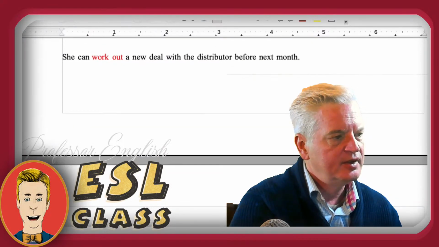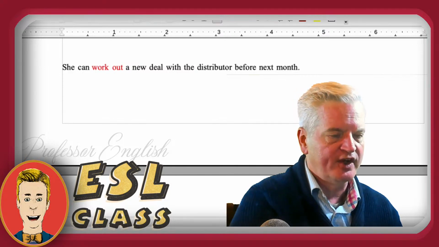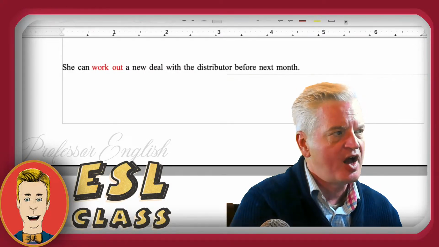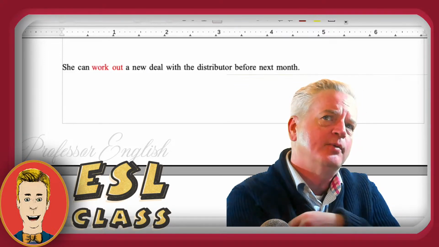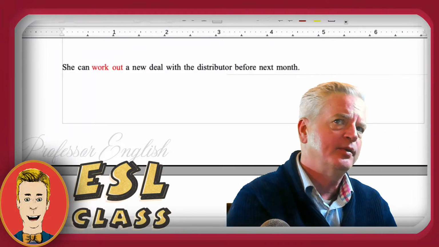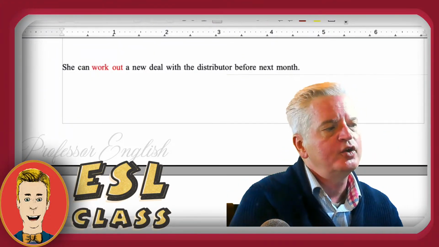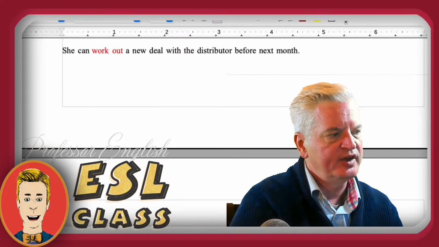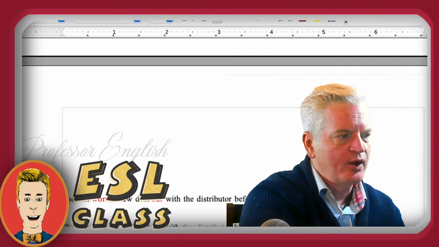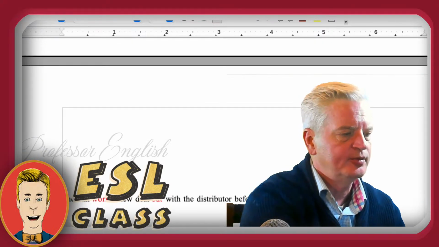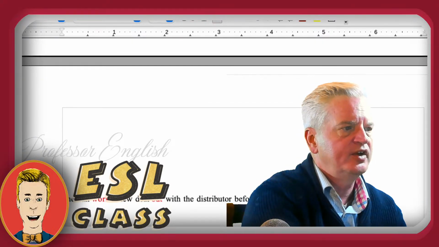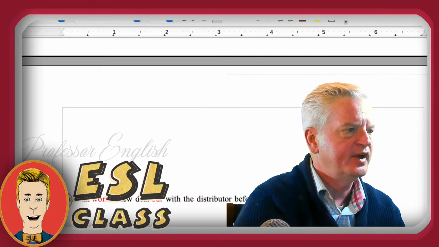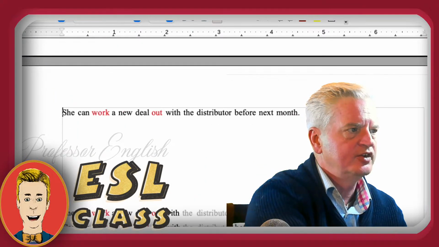All right. Now this is a separable phrasal verb. That means you can put the object inside the verb. Can you do that? Identify the object and put it inside the verb. She can work a new deal out. She can work out a new deal. She can work a new deal out. She can work a new deal out with the distributor before next month. I'll just put that up here so you can see it.